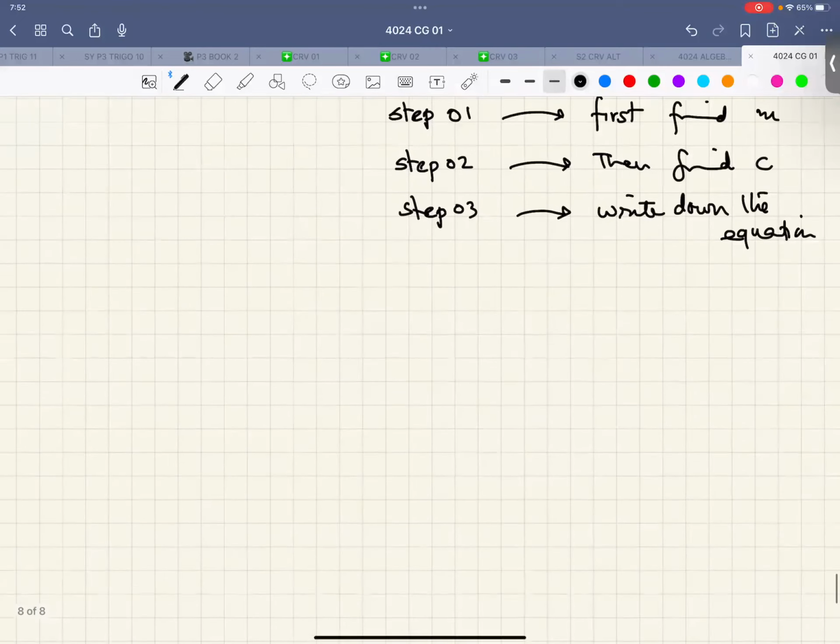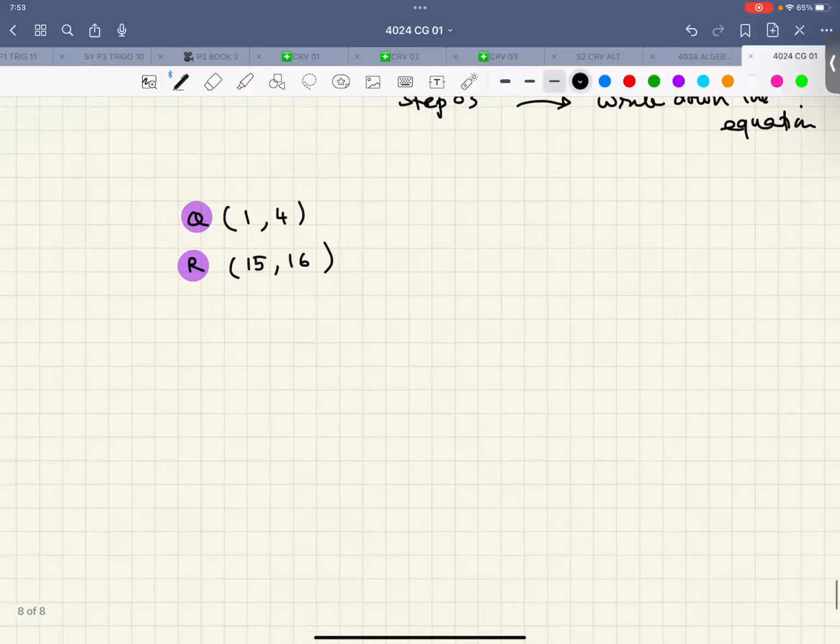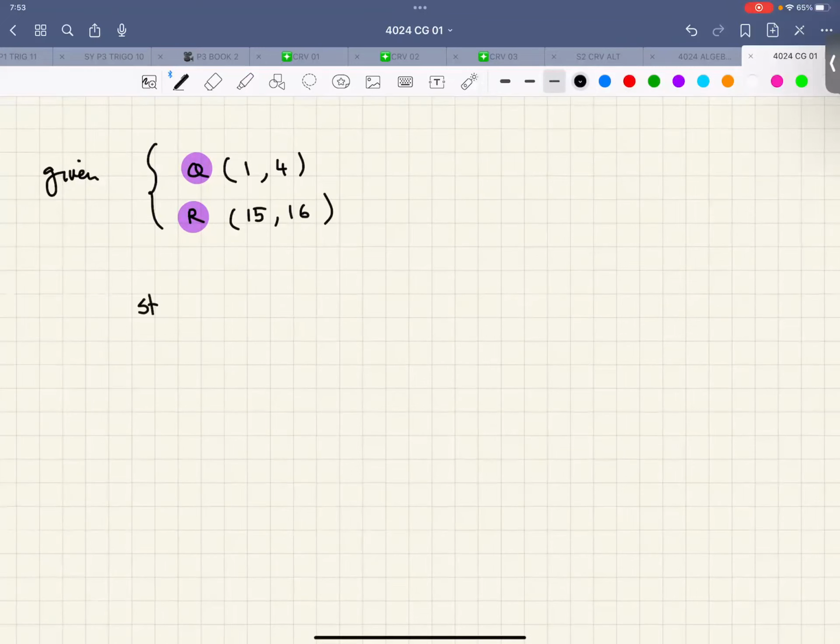Now, for example, if I choose the point Q, that is 1, 4. 3x plus 1, so let me write 5, 15. And let me write R, which is 15, 16. I'm just generating some points in my head. So this is Q, this is R. This is what is given to you. And step 1, that is calculate the gradient of QR.